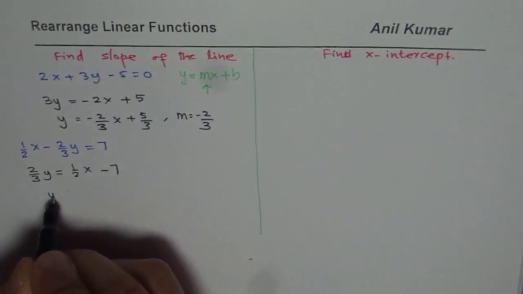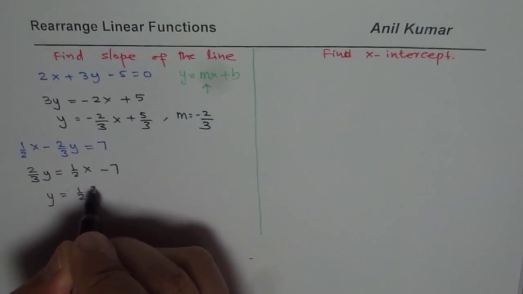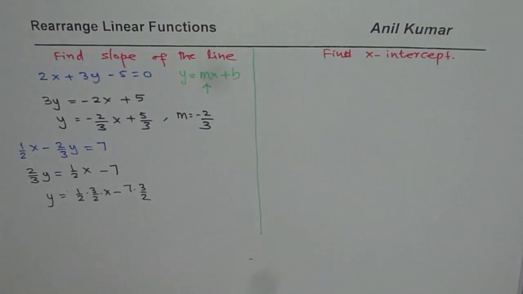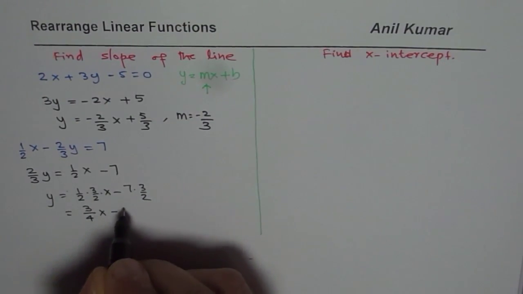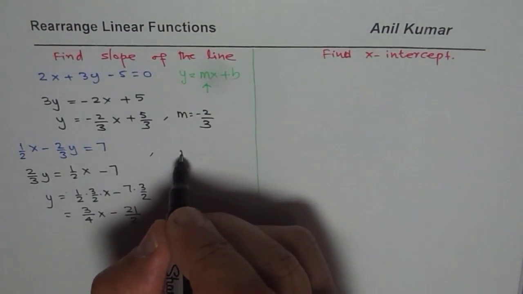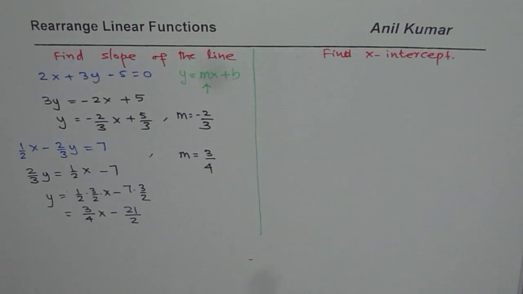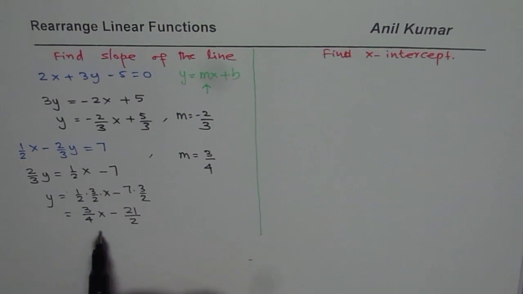Now to find y, we have to multiply by 3 over 2. So we'll write this as half times 3 over 2 times x minus 7 times 3 over 2, correct? So we can now write this as 3 over 4 x minus 21 over 2. Now for this equation, we found that the slope m is equal to 3 over 4. So that is how you can rearrange the standard form of an equation and find slope, right? So you could also find the y-intercept. Anyway, we are concentrating on slope this time.